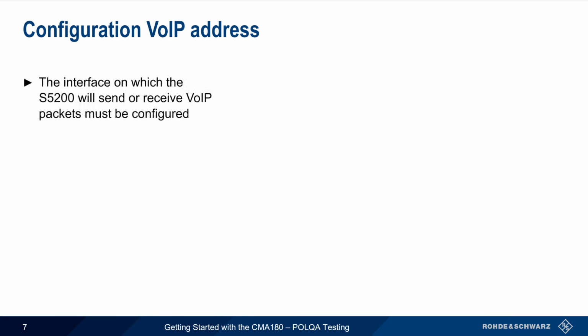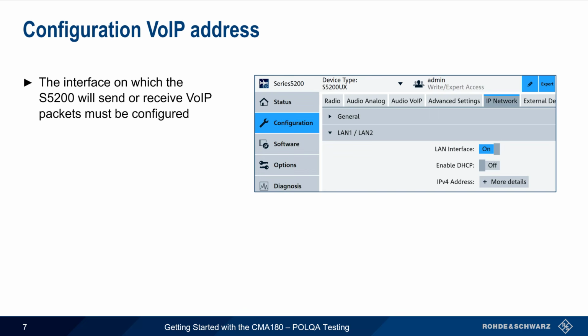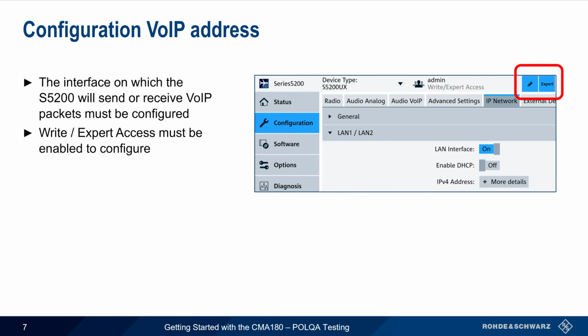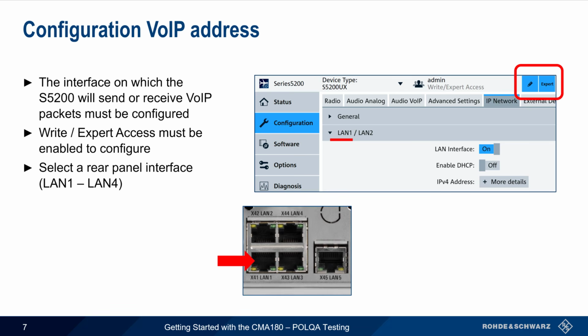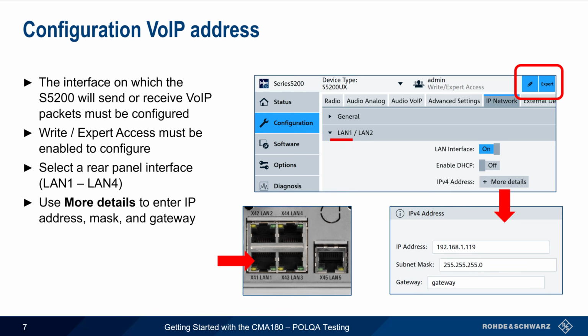Our next step is configuring the interface over which the S5200 will send or receive VoIP packets. This is done under the Configuration IP Network tab. Note that most configuration tasks require both write and expert access to be enabled. Select one of the rear panel LAN connectors, LAN 1 through LAN 4, and then use More Details to enter the IP address, subnet mask, and gateway for that interface.